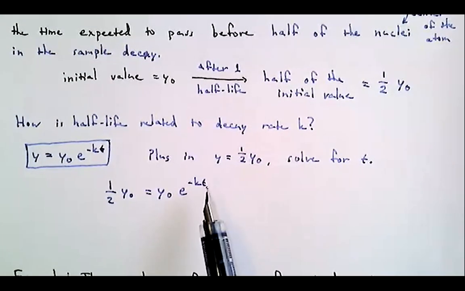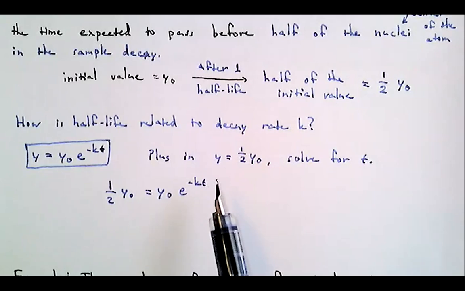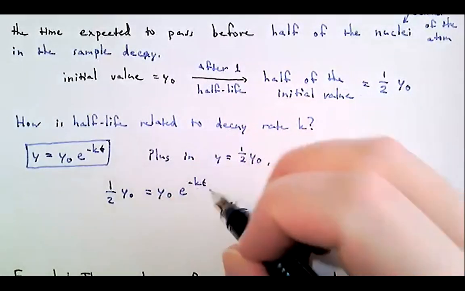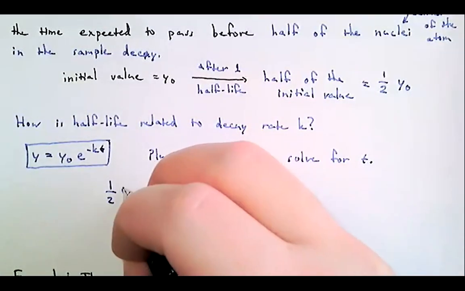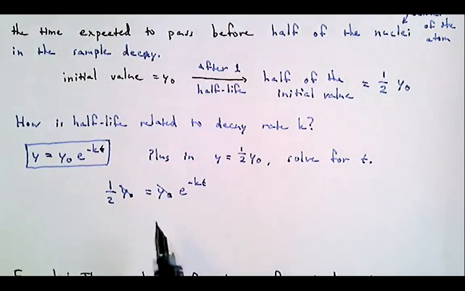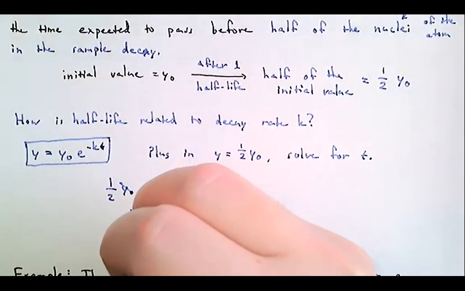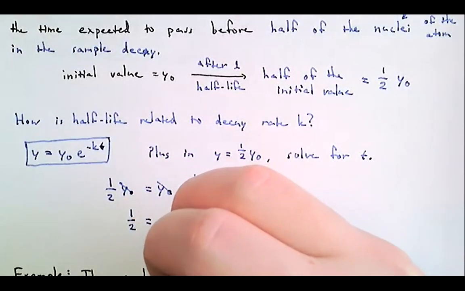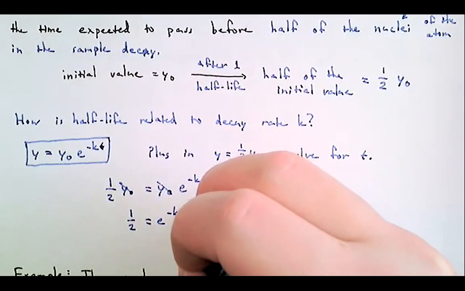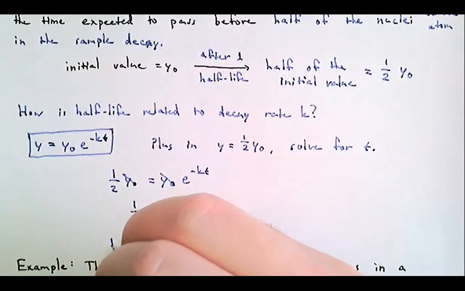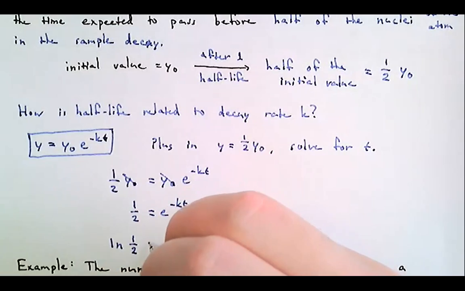So the goal is to eventually get this t out of the exponent. But before I can do that, I need to move this initial value, y0, to the other side so that I can take the natural log. So when you divide through, both of those cancel off on the left and the right side. And so this formula simplifies, actually. It's just 1/2 is equal to e to the minus kt power. And now we can take the natural log of both sides.